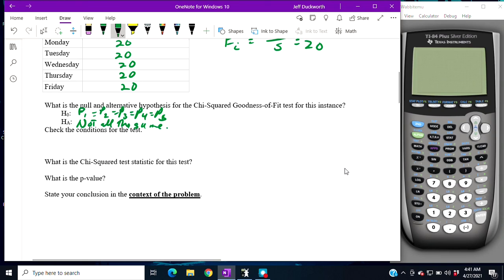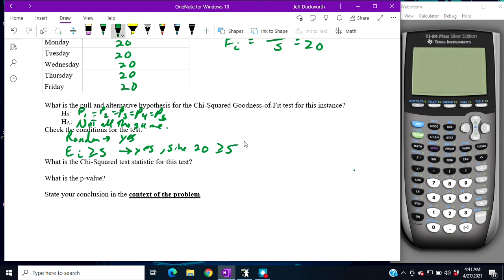Check the conditions. Well, we're looking for a random sample. We'll just say yes to that. And then the cell counts, the expected counts, have to be at least 5. And this is yes, since 20 is at least 5. So that works. We're good. Just saying that the conditions are met doesn't count. You have to actually state what the conditions are.